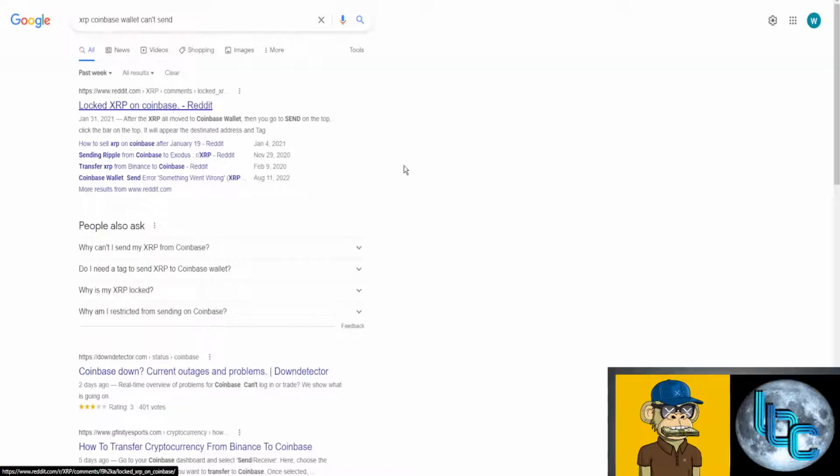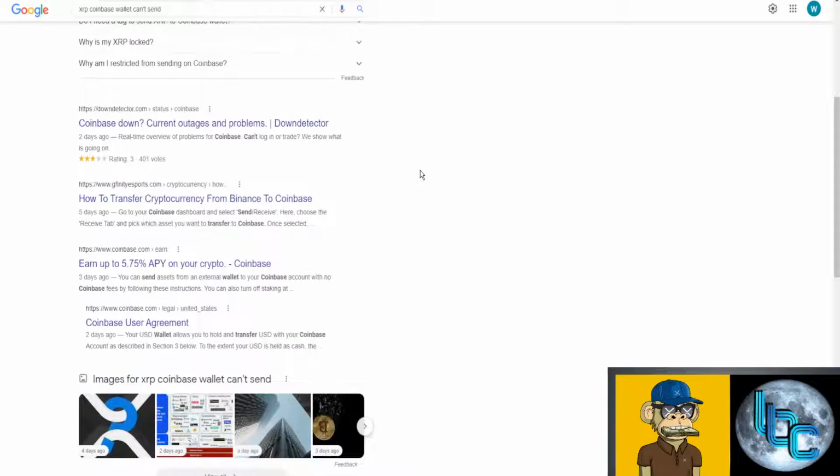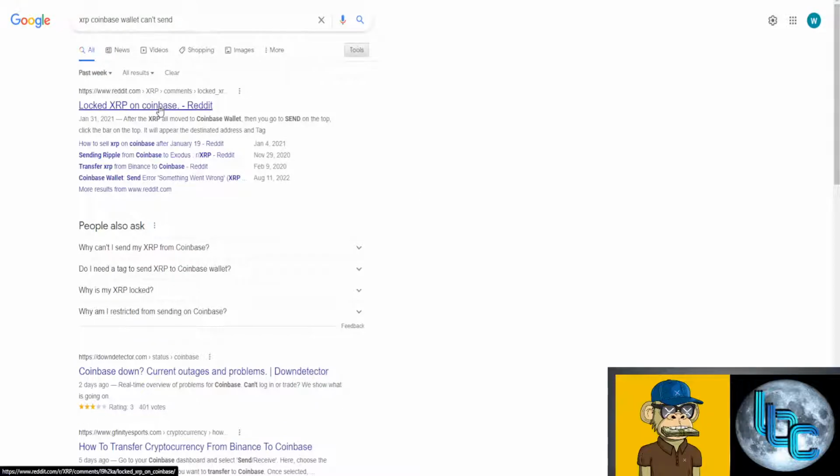Locked XRP. How to transfer. What does this say? After the XRP, I'll move to Coinbase wallet. Then you go to send on the top. Click the bar on the top right. It will appear designated address and tag. Yeah, we know how to do all this, bro.